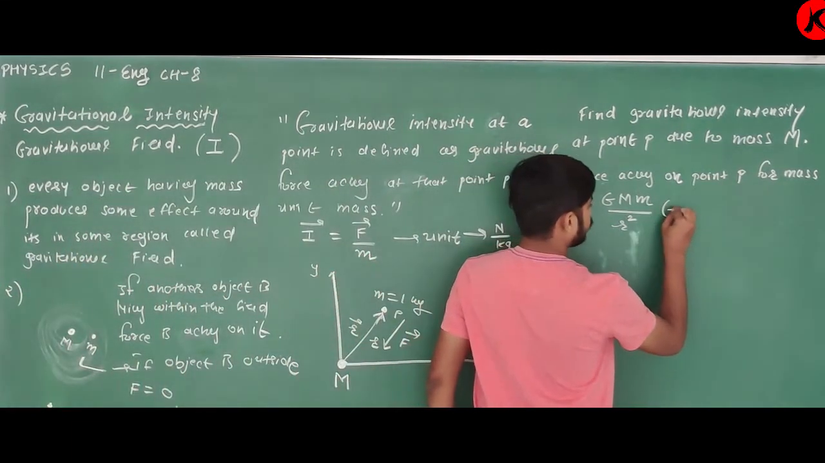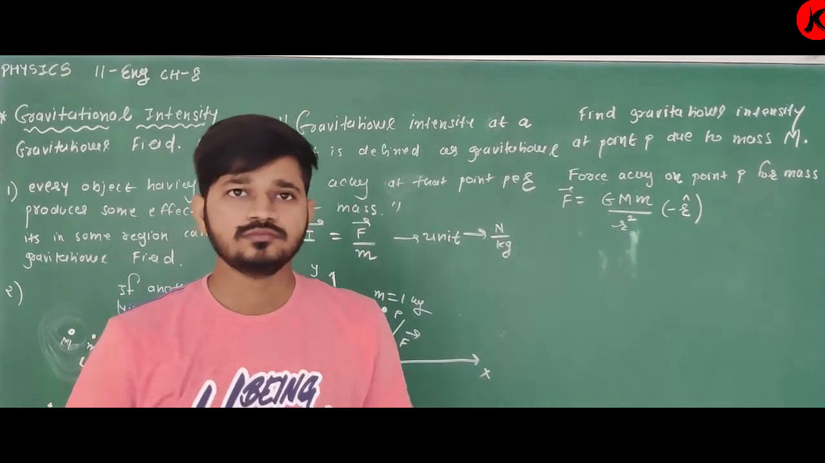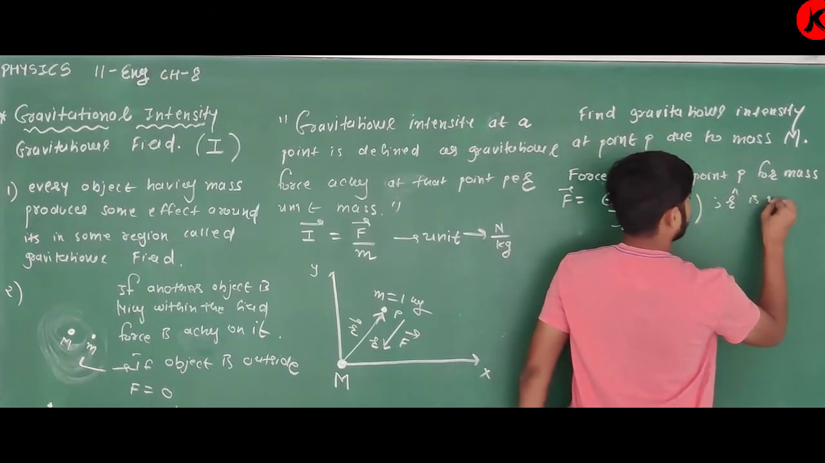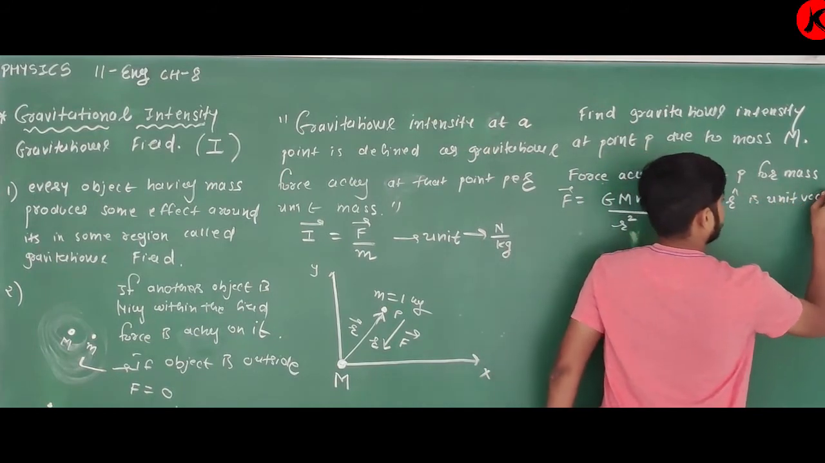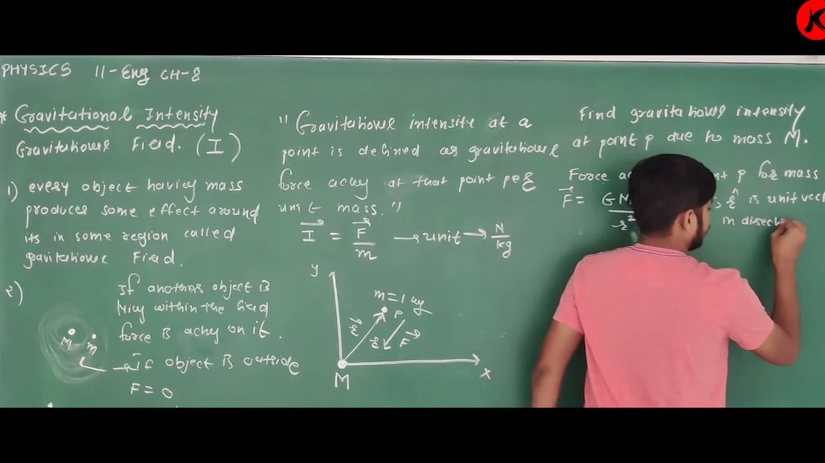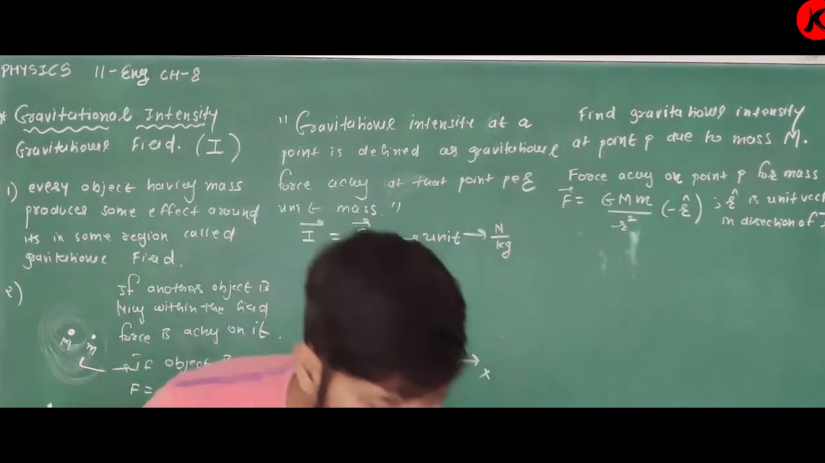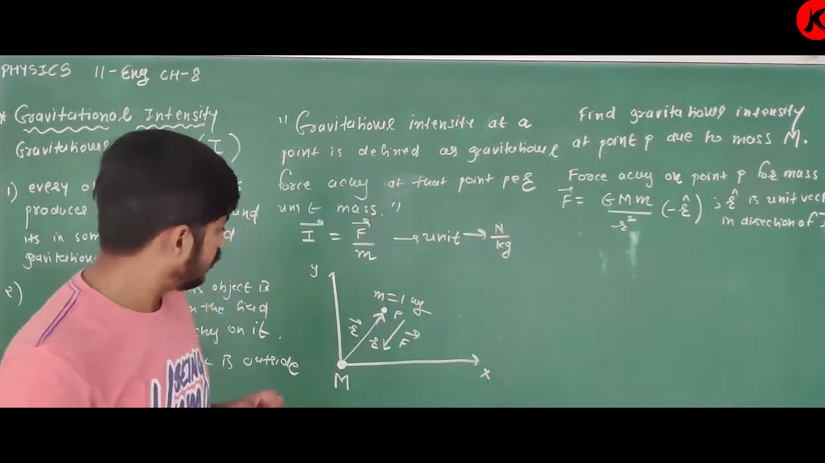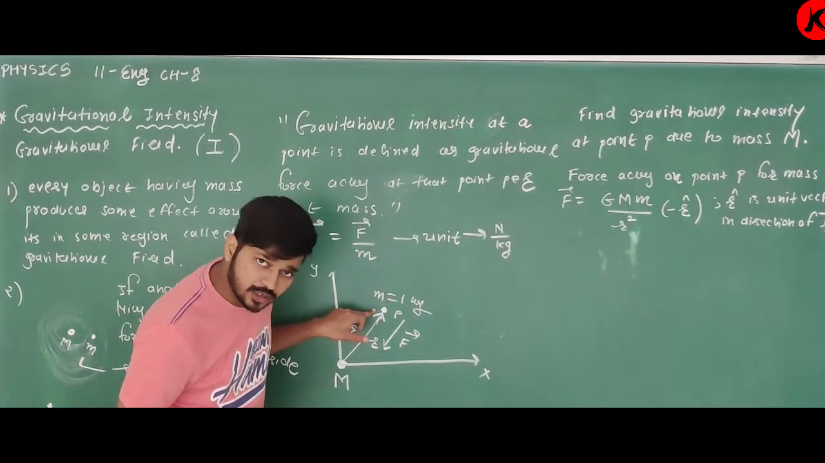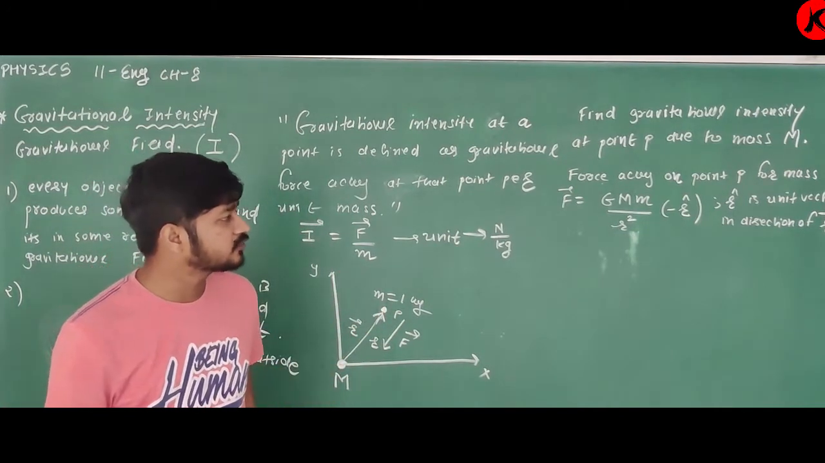So here I have to write minus r caret. Do you understand this? Where r caret is the unit vector in the direction of r. Clear about this? The position vector is in this direction, but the force acting on this object is towards this, an attractive force. So it is minus r caret.